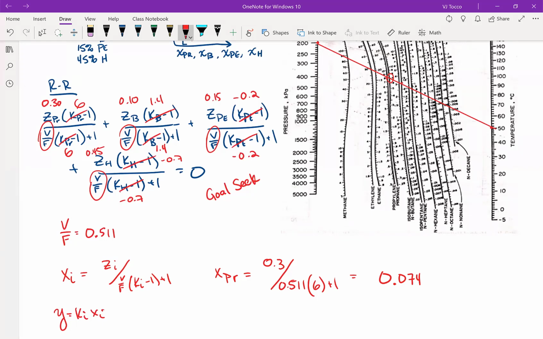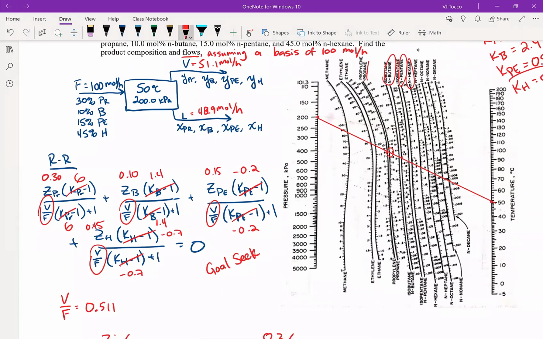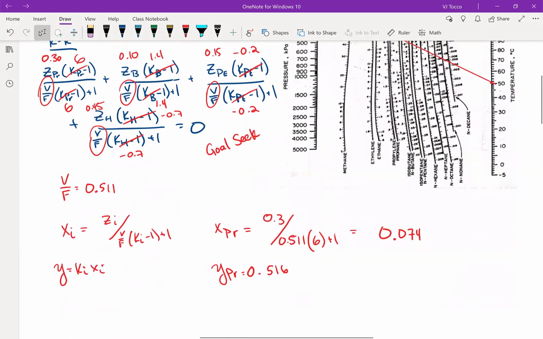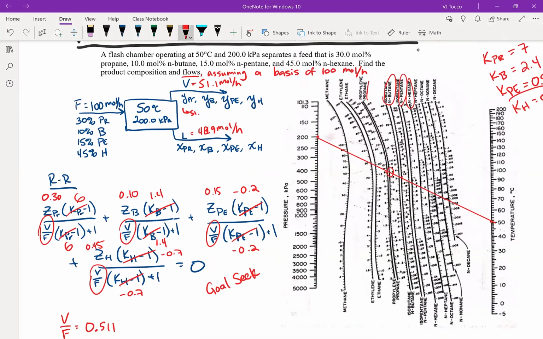Oops, I put the wrong number on my calculator. Times 7. So Y propane is equal to 0.516, which is making sense. It should also have the constraint, remember, that the Z for the component should be in between what your X and your Y is. That's the only way the material balance can work out. So here we've got Z is 30%. My Y propane was 51.6%, and propane in the liquid was 7.4%.